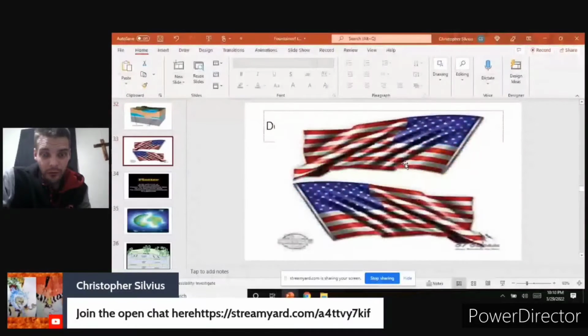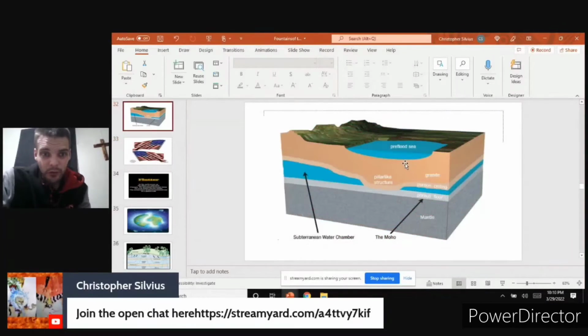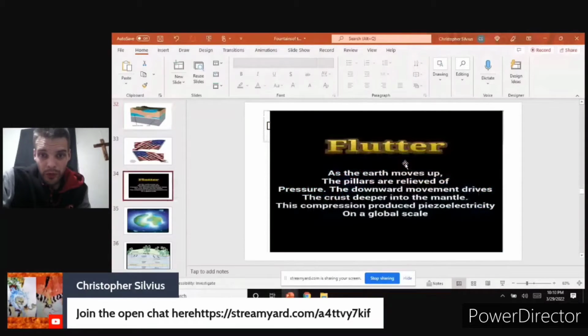Now at the time that the crust is releasing all of this water, it's going to flap like a flag in the wind. Basically, it's going to move up and down, and this is called flutter. As the Earth moves up, the pillars are relieved of pressure, and the downward movement drives the crust deeper into the mantle, and this compression produced piezoelectricity on a global scale.